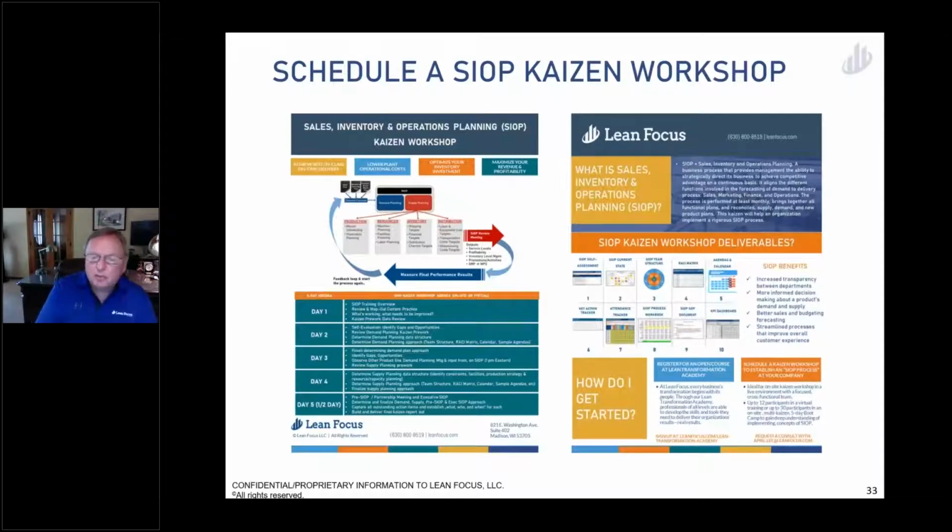It's kind of a closed loop operation. On the right side, you can see some of the things we come up with. If you look at the deliverables, I think the next slide will show that in more detail. There are some ways to get started, and you can look at this later on your own if you'd like.